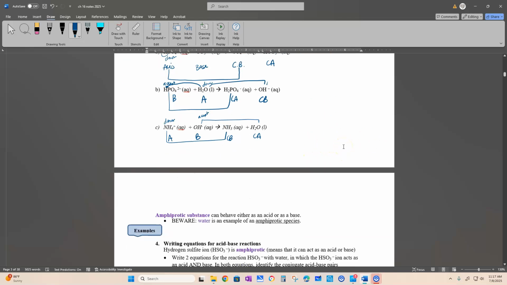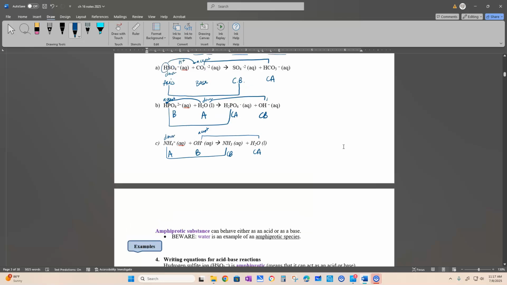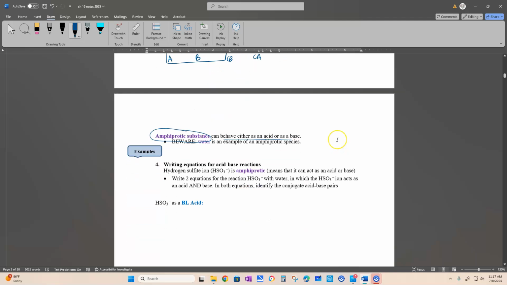I want you to notice something about water. Our water, in this case, was an acid, but can't water also be a base? Yes, and we have a name for that. When a substance can actually act as either an acid or base, we call it amphiprotic. It has properties of both an acid and a base. Who says it always wants to donate and who says it always wants to accept? It can do both, okay?